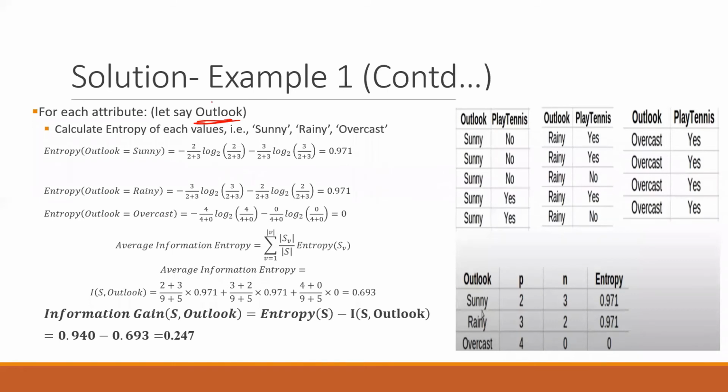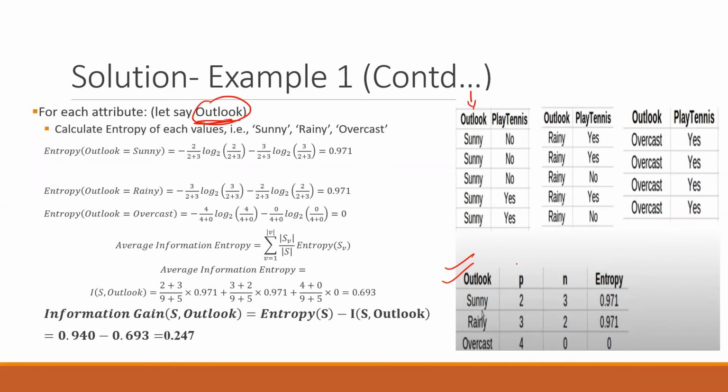So for the attribute of outlook, we are making the table here. For outlook having the value of sunny, play tennis is no, no, no, yes, yes. For rainy, the values are yes, yes, no, yes, no. For outlook equal to overcast, the answer is yes, yes, yes, yes every time. So out of this, we can make a table: for sunny, there are 2 yes and 3 no's. For rainy, we have 3 yes and 2 no's, and for overcast, 4 and 0.